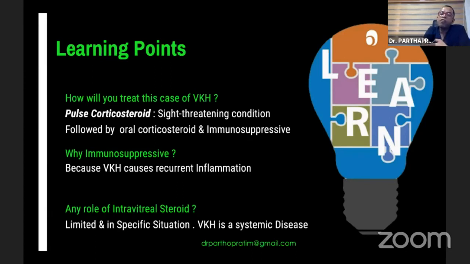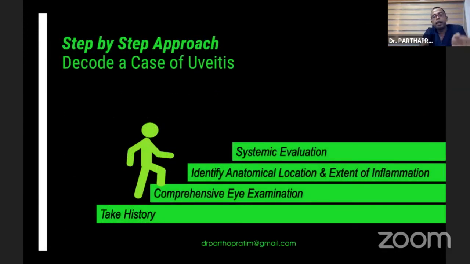Now, any role of intravitreal steroid? Very limited and in special situations. Because VKH is a systemic disease, you have to treat the disease systemically. So when to use intravitreal steroid? For example, when a patient is pregnant and can't tolerate a high dose of steroid, at that time you can think of these options. The last concluding point is always take a reliable history, do a comprehensive eye examination, identify the anatomical location and extent of the inflammation, and try to do systemic evaluation.